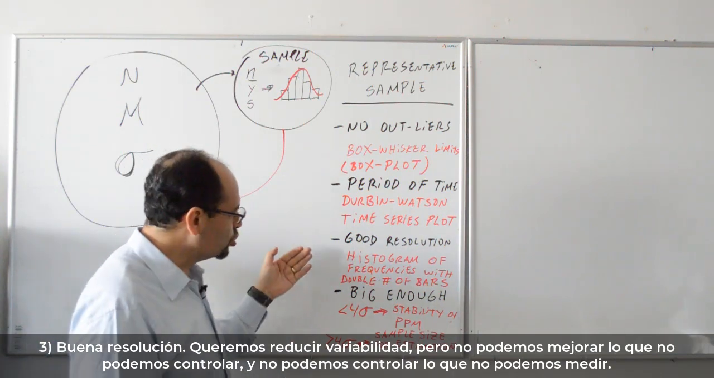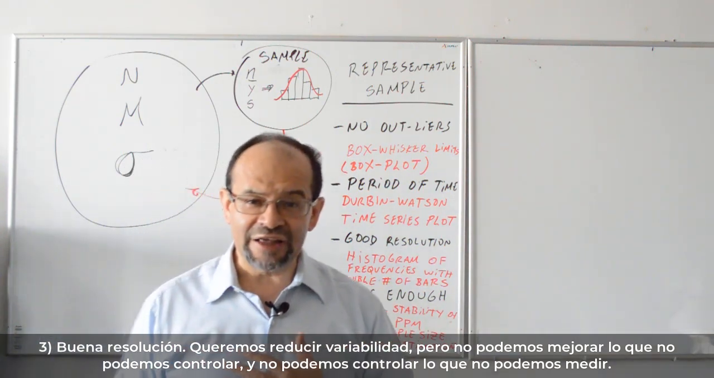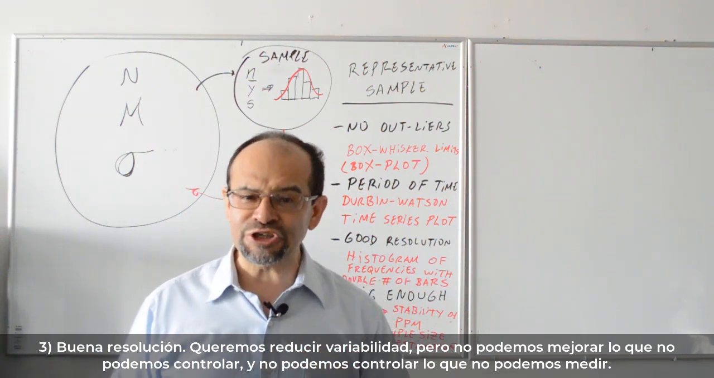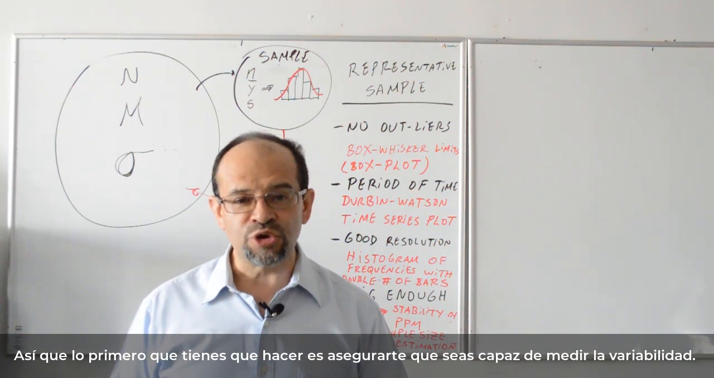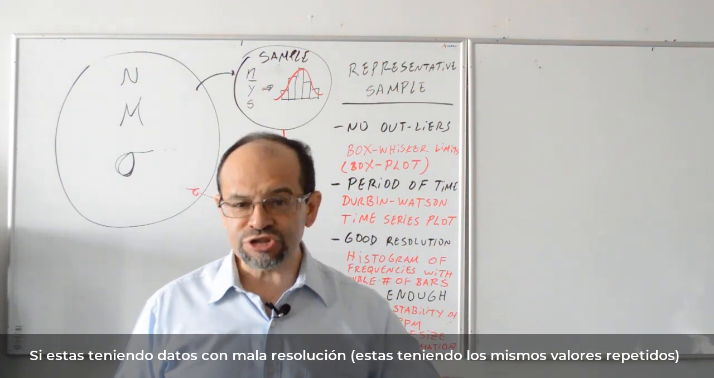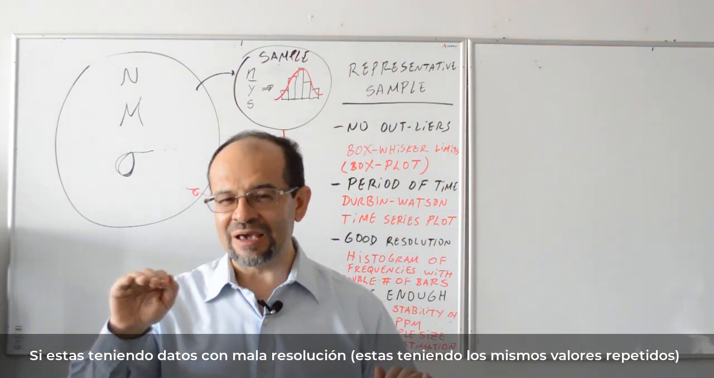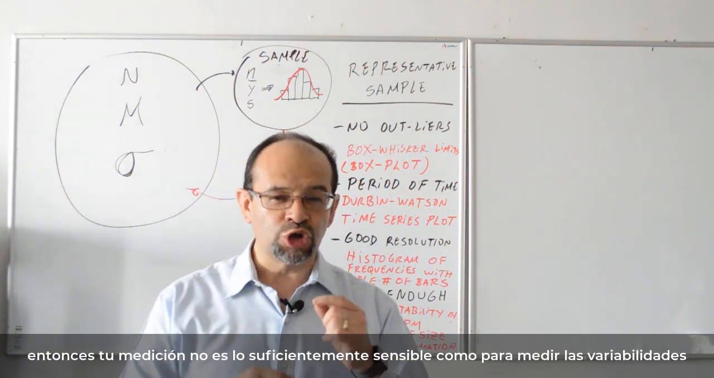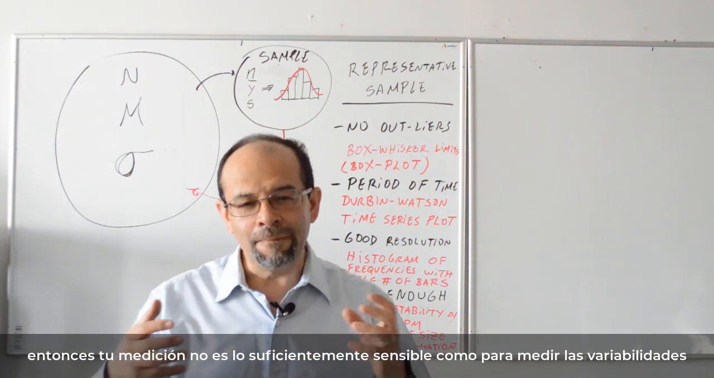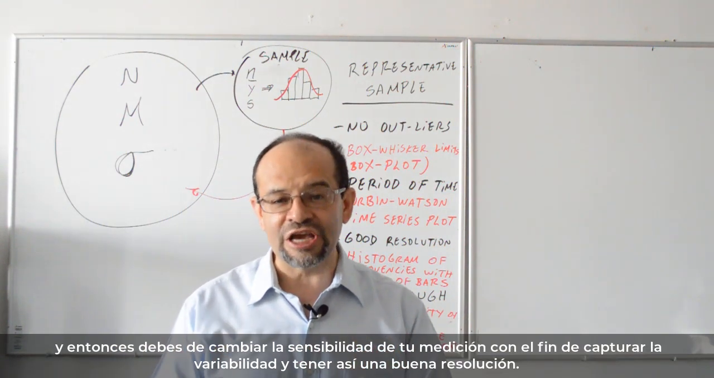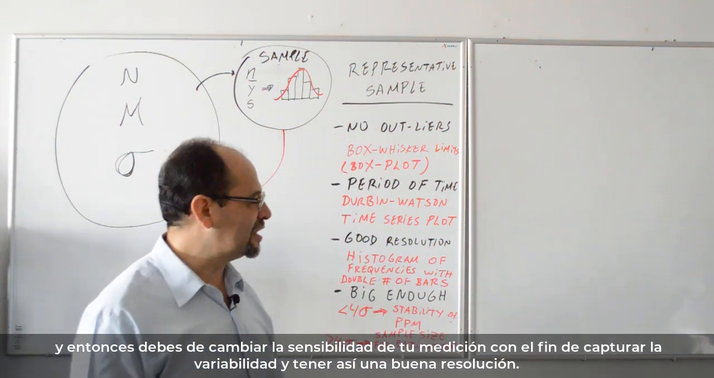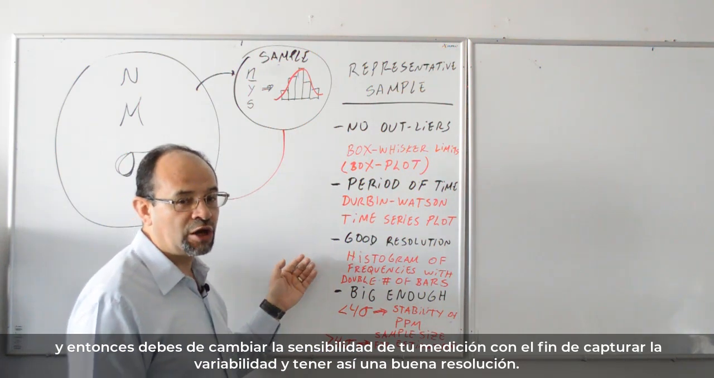The third test is good resolution. We want to reduce variability, but we cannot improve what we cannot control, and we can control what we can measure. So the first thing to do is to make sure that you are able to measure the variability. If you have data with no good resolution, with the same values repeating, that means your measurement is not sensitive enough to catch the variability, and then you have to change the sensitivity of your measurement in order to have a good resolution.